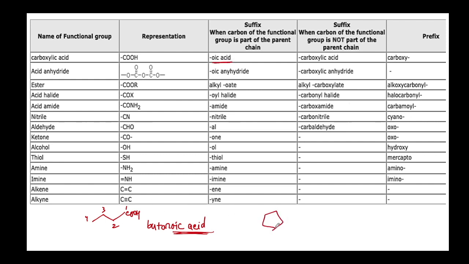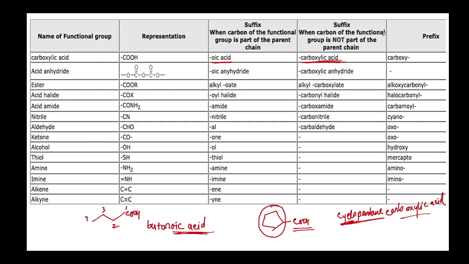If we are talking about this molecule, then how do we say? It is cyclopentanecarboxylic acid. Okay. Why? Because this is not included in the parent chain. This is your cyclo molecule, cyclopentane. This is the parent chain, cyclo is the infix over here. And this carboxylic acid has to be written as a carboxylic acid suffix, okay? Because it's not in the parent chain.